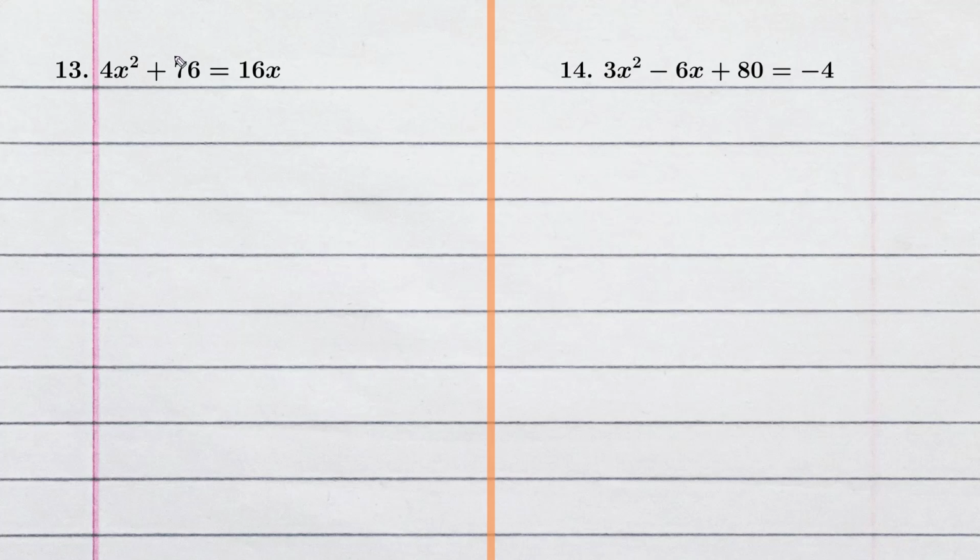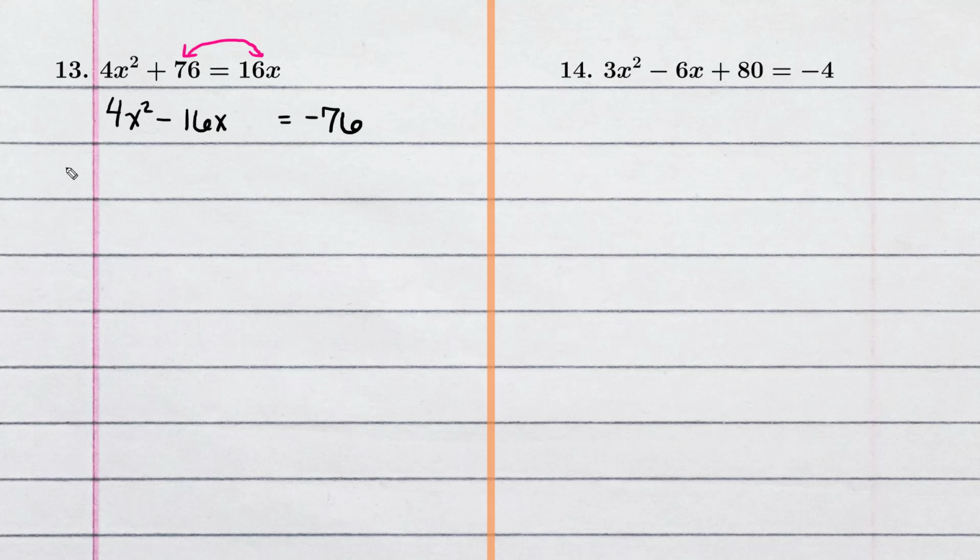So on number 13, we have an issue where we have our x's not on the left-hand side and our number constants not on the right-hand side. So we need to switch directions. So when we cross the equal sign, it changes the sign. And so when we move the 16x to go ahead and join the 4x squared, it becomes negative 16x. When we move the 76 to go over to the right-hand side, it becomes negative 76.